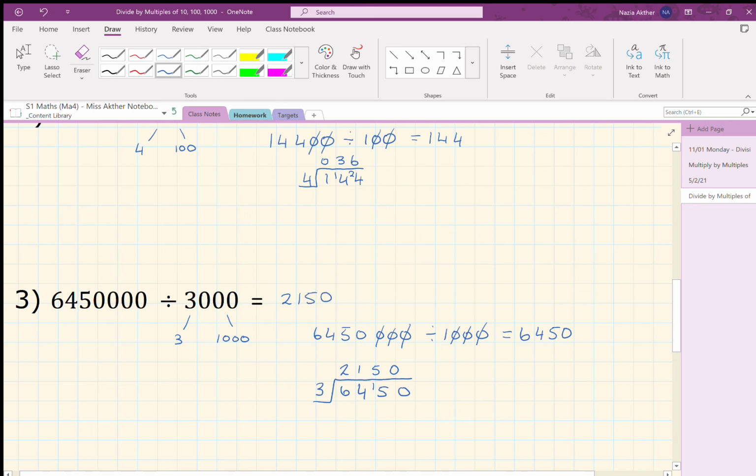Okay, so when we are dividing by multiples of 10, 100, or 1,000, we first split the divisor into two numbers, then we divide the number by those two numbers.